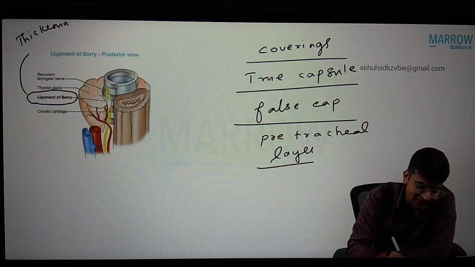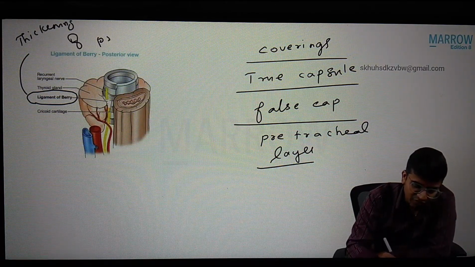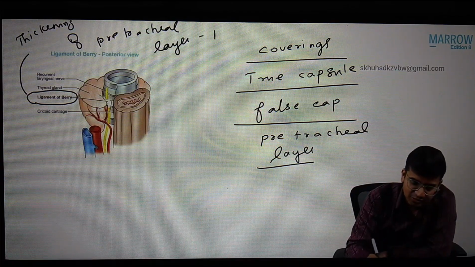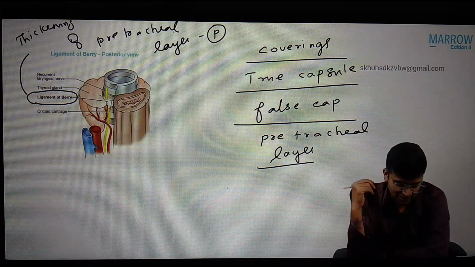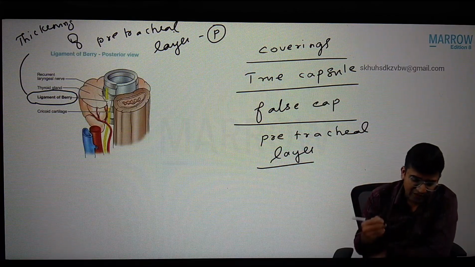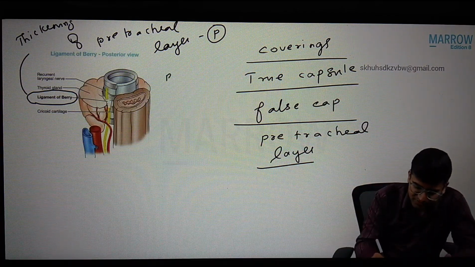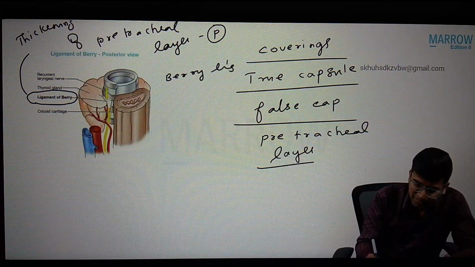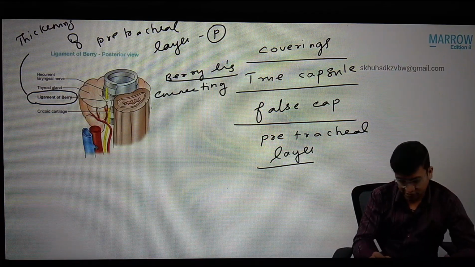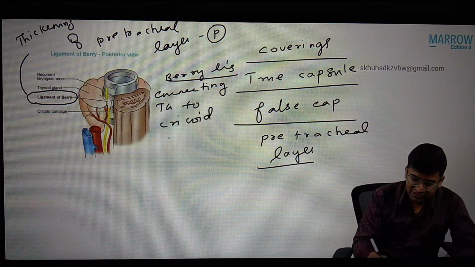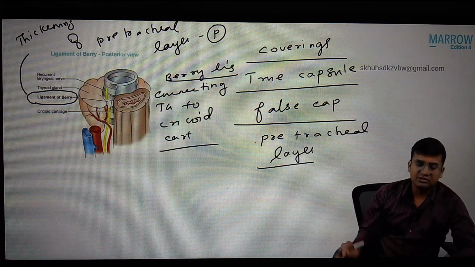The ligament of Berry is the thickening of the pretracheal layer posterior to the thyroid gland. This ligament of Berry connects the thyroid gland to the cricoid cartilage. So the Berry ligament connects the thyroid gland to the cricoid cartilage.